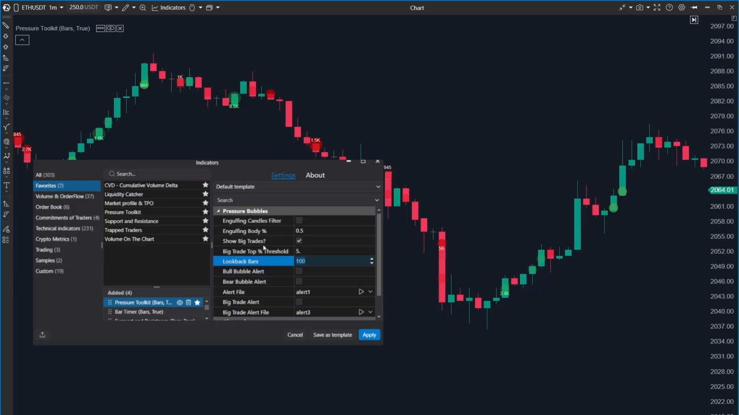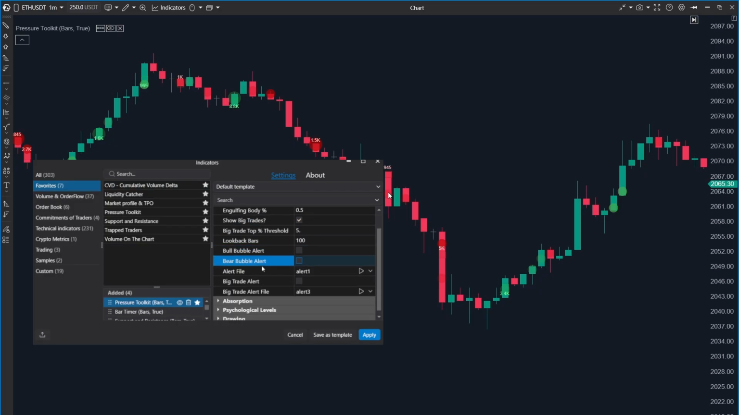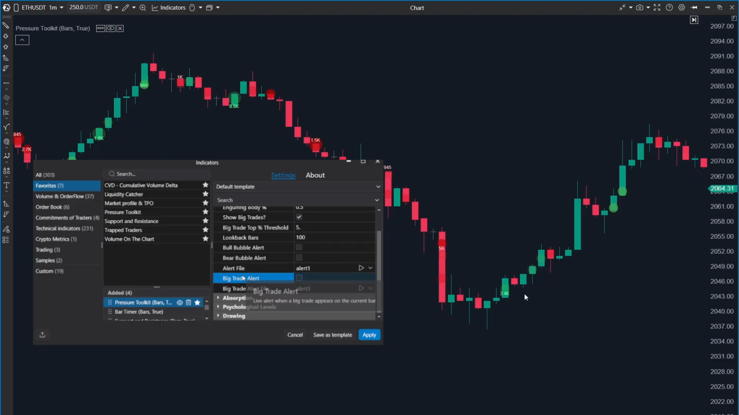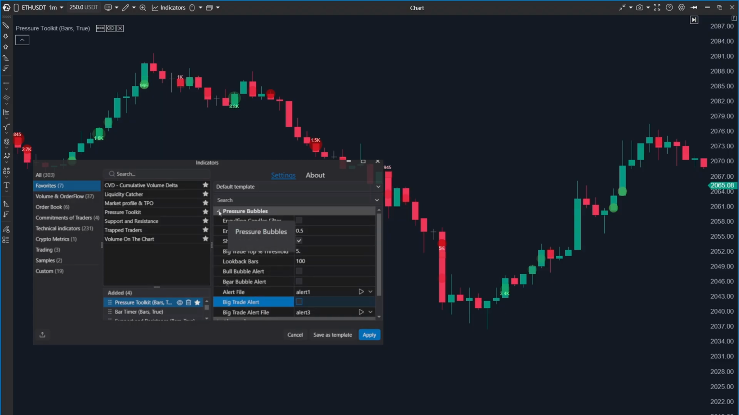So the next thing is our alert section. For every single signal, you can get an alert. So for the bull bubbles or the bear bubbles, you can get alerts for those. And of course, for these big trades, you can toggle this on. If you want to see alerts, you will get a sound notification for when these signals appear live.